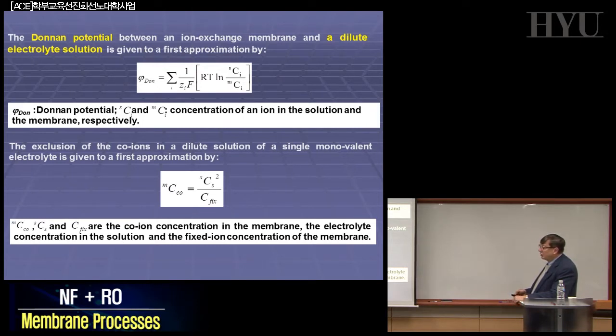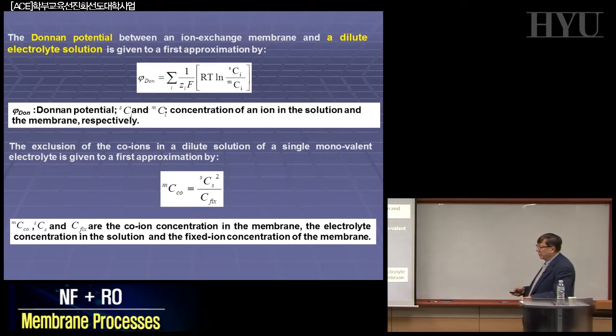This is the concentration in the membrane phase of the co-ions, the ones having the same charge as the fixed ions. This is the concentration of the fixed ions in the matrix, in the membrane. And this is the concentration of the ions in the solution. And they come with the square. What does it mean here? That if the concentration of the fixed ions is big enough, significantly high, the co-ion concentration will be significantly low. That means no co-ions can penetrate.